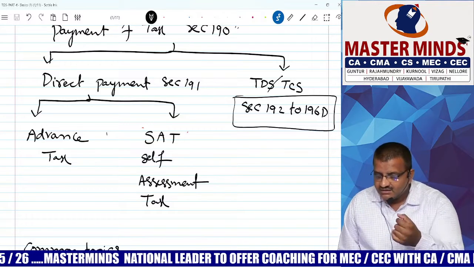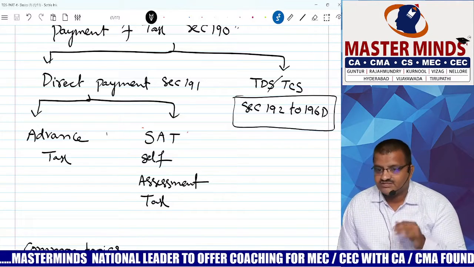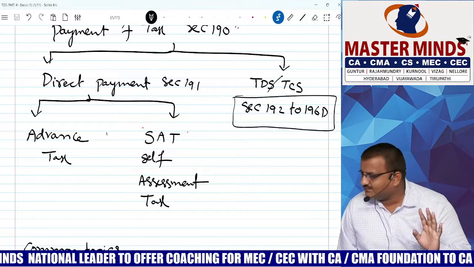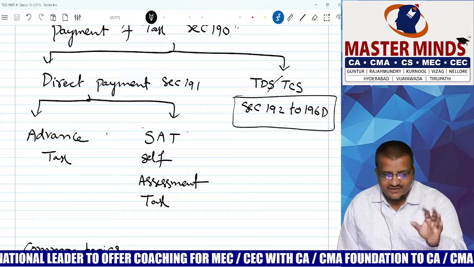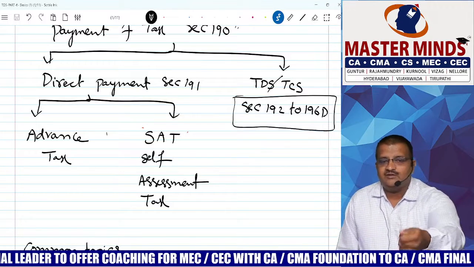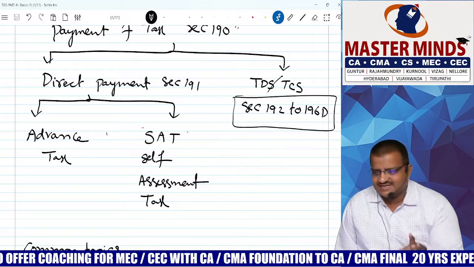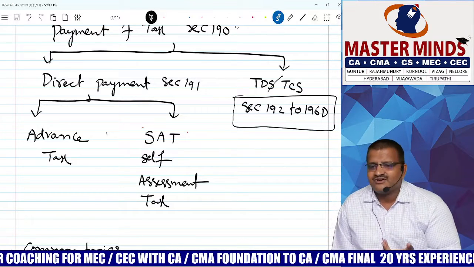Okay? Why, sir? Some people have a question mark face. Why? Simple. After all, you are a salaried employee. You don't have any other income. Correct? Morning 9 to 5, you work in my organization and I pay salary. Again and again, you won't pay the tax. You won't pay advance tax. Nothing. Correct? Yes or no?